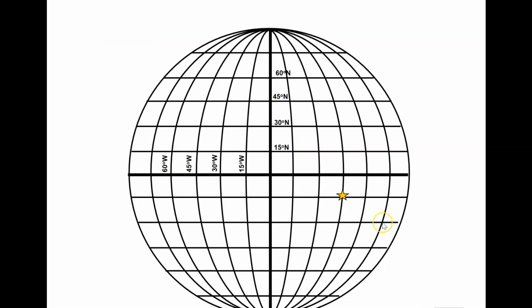All right, how about this one? We are going south, and we went 30 degrees south. Then we're going 15, 30, 45 to the east. 15 degrees south, 45 to the east.